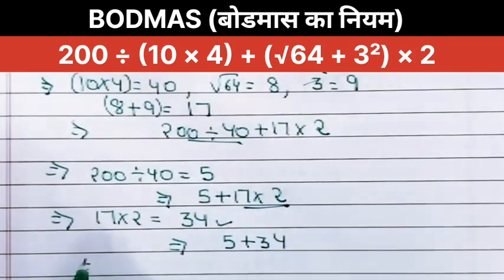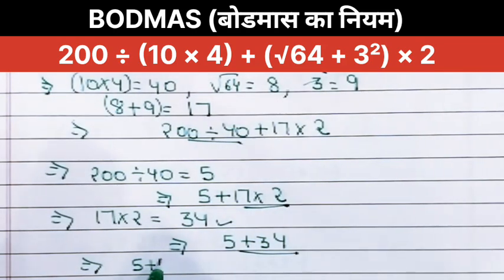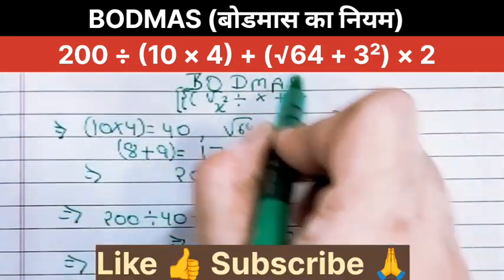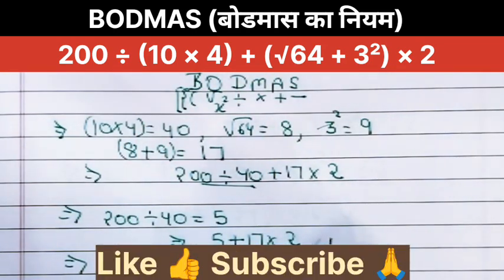Now finally perform addition. This is the final remaining operation. Add the numbers. 5 plus 34 gives you 39. This is the final result. So now according to this expression, by using the BODMAS sequence, the final simplified value of this expression is 39. And I hope it is clear.